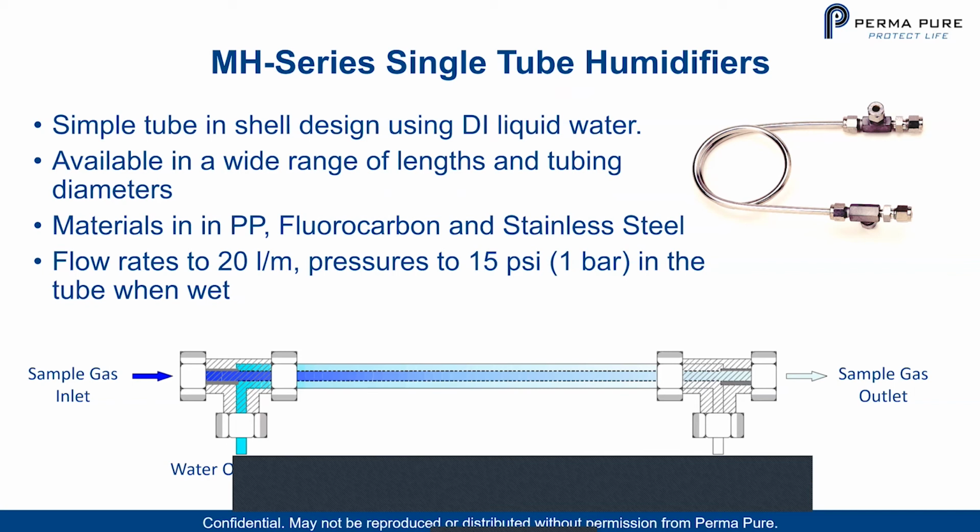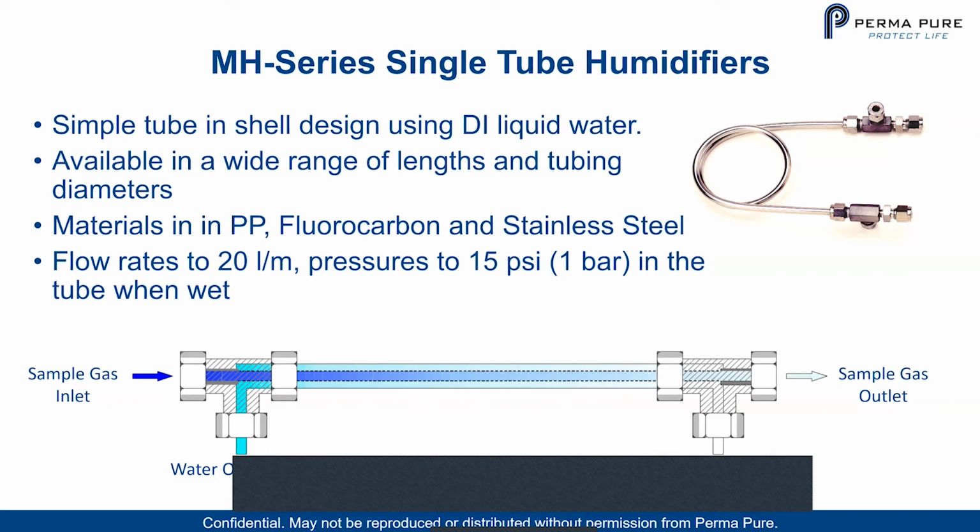This is a simple tube and shell design using DI liquid water. It's also available in a wide range of lengths and tubing diameters with materials in polypropylene, fluorocarbon, and stainless steel. Flow rates to 20 liters per minute and pressures to 15 psi, 1 bar in the tube when wet. And here you could see a similar diagram to our MD, except we have the sample gas going through the inside of the tube and your water going on the outside of the tube.